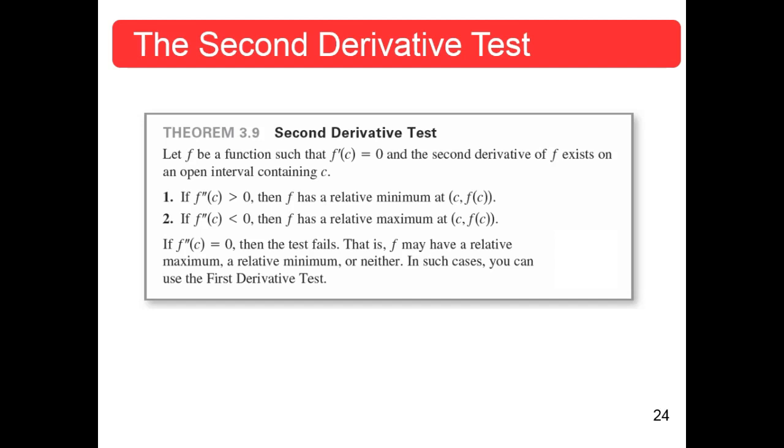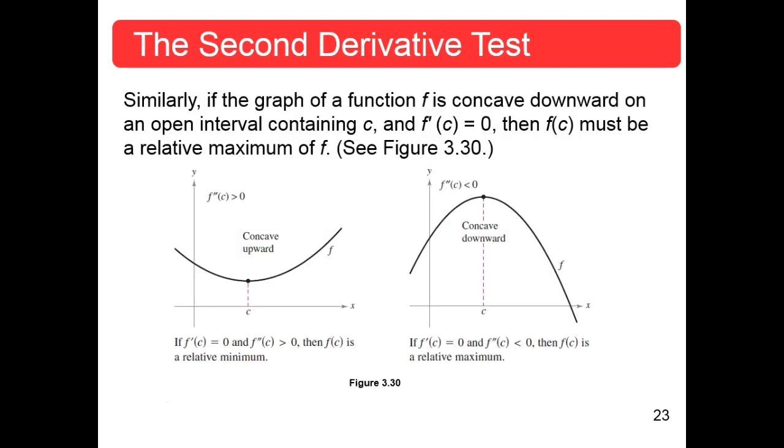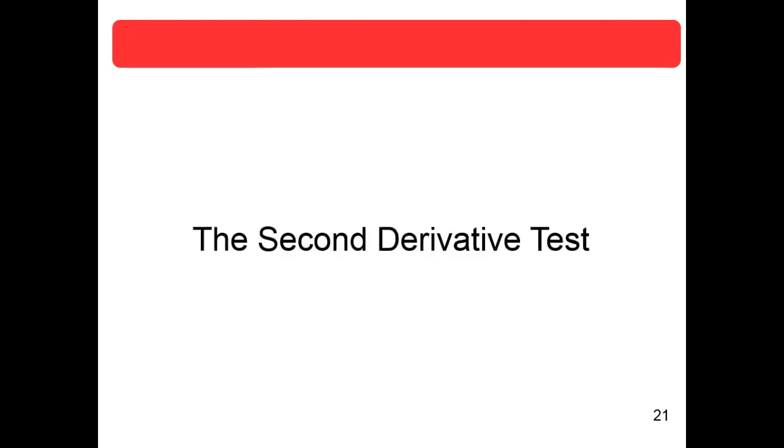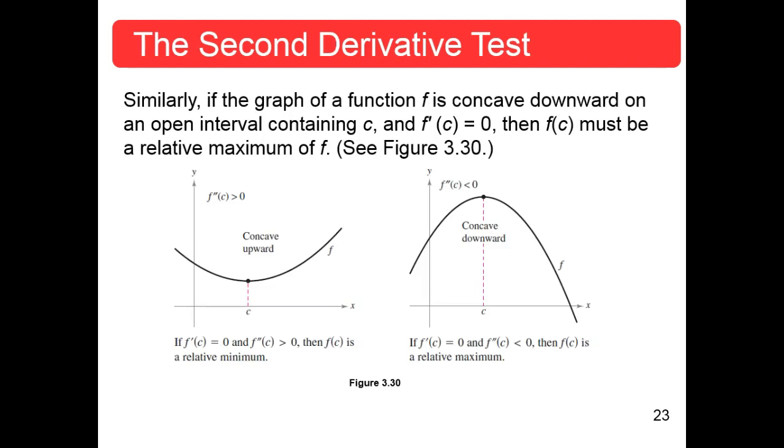If f double prime is 0, the test fails. You can't tell what it's doing there. Let's go back for a moment. This one: first derivative is 0 at 0. Second derivative is 0 at 0. It's still a relative minimum, but the second derivative is 0, so it doesn't guarantee it, and then you have to do test intervals. But on these, when the second derivative is positive or negative, then it guarantees.